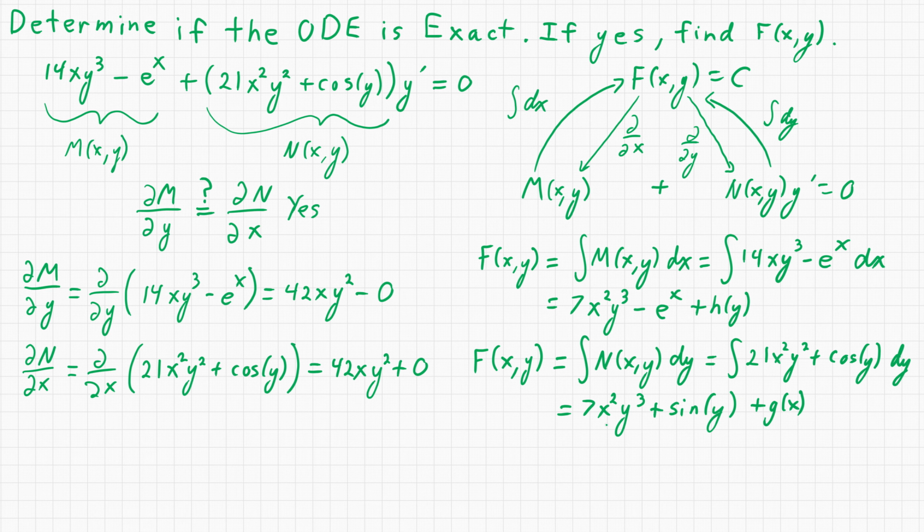All right, so these have to be equal. So far, things are looking good. So I have this common term here of 7x squared y cubed, 7x squared y cubed. And then I have a negative e to the x, but I can match that with this plus g of x. So g of x is negative e to the x. So I have a minus e to the x. And then I've got this h of y, but I can match that with sine of y. And I have plus sine y. And that's all going to be equal to a constant.